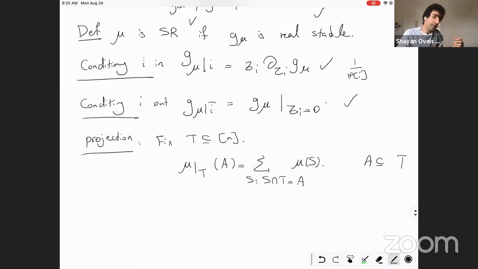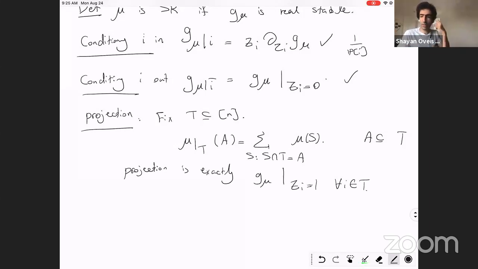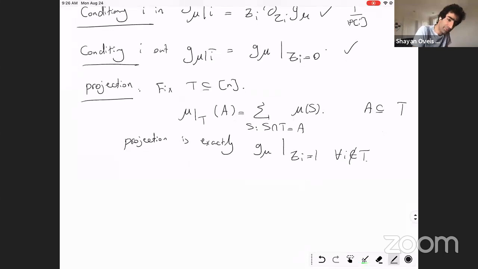And the claim is that the strong Rayleigh distributions are closed under projection. The reason for this is that projection is exactly the same as G_mu, where you set Z_i equal to 1 for all i not in the set T. You just substitute 1 for every variable which doesn't belong to the set T, and you'll get the corresponding generating polynomial of the projected distribution.